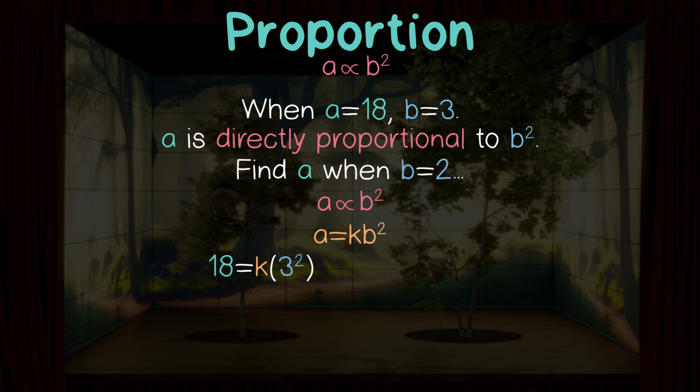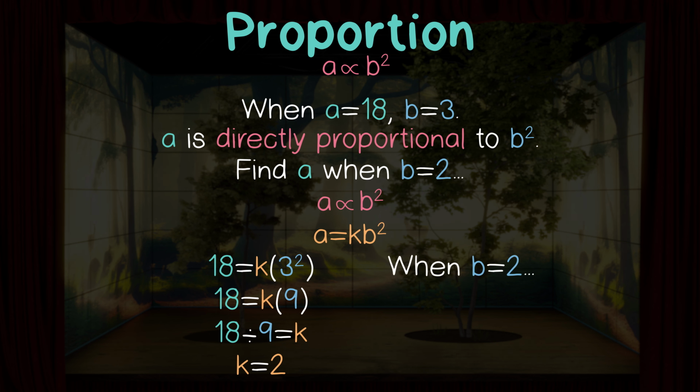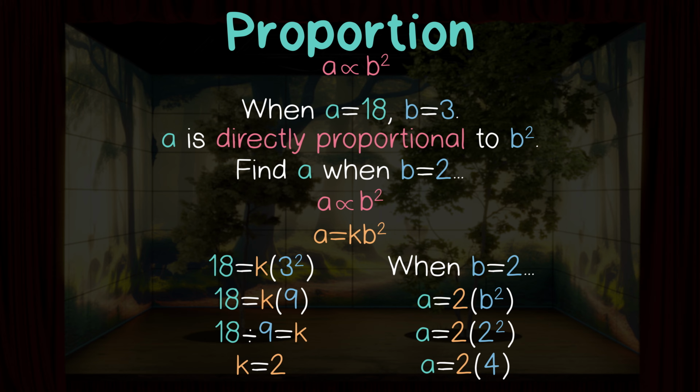I'll also solve 3 squared and put that as our new formula to make it easier to work with. And then solving for k, 18 divided by 9 equals 2, so k equals 2. And now we can use k to find A when B equals 2. Inputting k into our formula, we get this. Inputting our known values of B leaves us with this, and now we just solve to find A. 2 times 4 equals 8, so A equals 8.